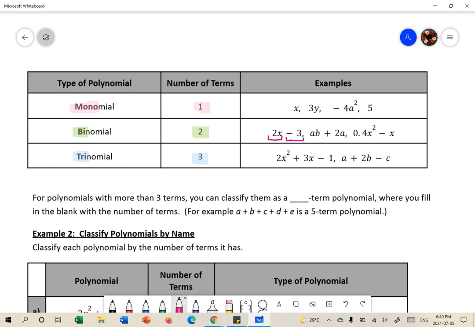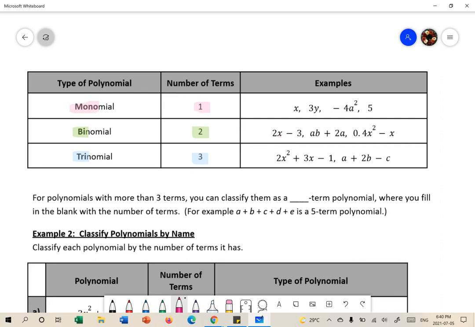So try not to get confused with the subtraction and the negative sign. I've said this before that this is a subtraction sign, but also it belongs to this term 3. So this term is not actually 3, it's negative 3. We can read this as 2x subtract 3, or we can read them as individual terms, 2x, negative 3. 2 separate terms in this expression.